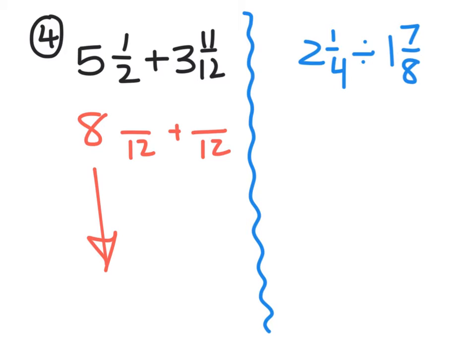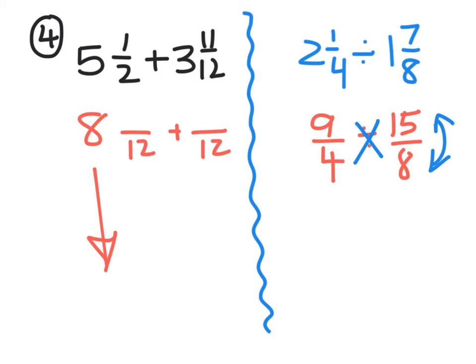Second question, turn the fractions top heavy. 9 over 4 and 15 over 8. And then remember, what we now need to do is we need to turn this one upside down and make it into a times sum. Do some cancelling, get your answer.